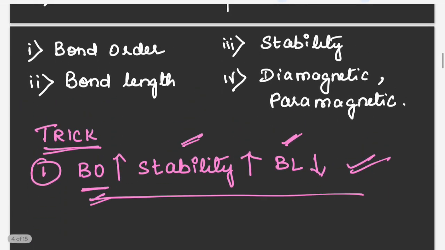Now next is diamagnetic and paramagnetic. How do we find whether a given molecule is diamagnetic or paramagnetic in nature?